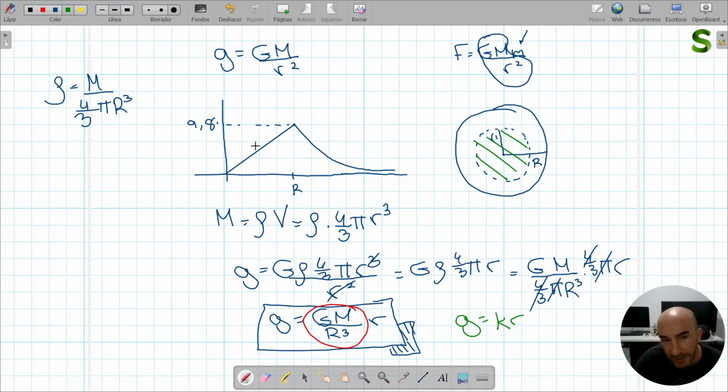So it's a straight line that passes through the origin, and that's the reason why the gravitational field inside a uniform sphere, a planet that's considered a sphere with uniform density, is a straight line inside with positive slope, and then here it varies with the inverse of r squared, and here it varies with r. Okay, I hope this solves the problem.